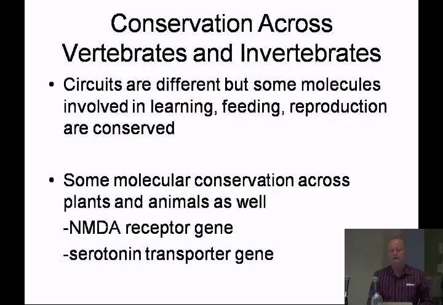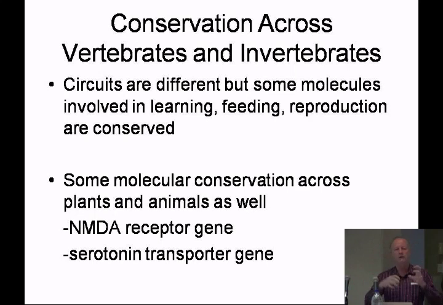So these circuits in invertebrates are not the same, but there's still a lot of conservation. There's even conservation in plants of things that are important in various vertebrate and mammalian behavior. For example, plants have NMDA receptors. They have serotonin transporter genes. So this is all about building blocks.